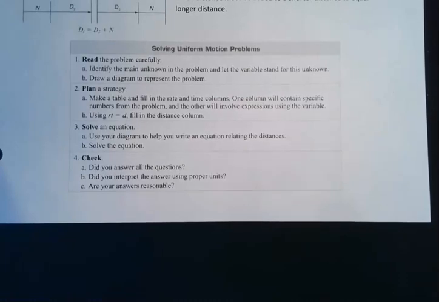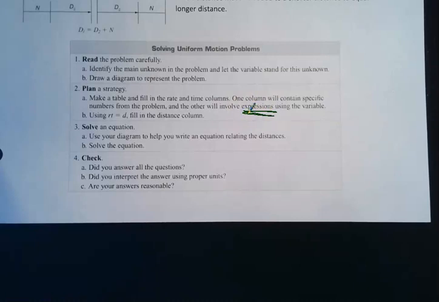Step 2, plan a strategy. Make a table. That's what we've been doing. Fill in the rate and time columns. One column will contain specific numbers from the problem. The other will involve an expression, using the table. That's what we're going to do.